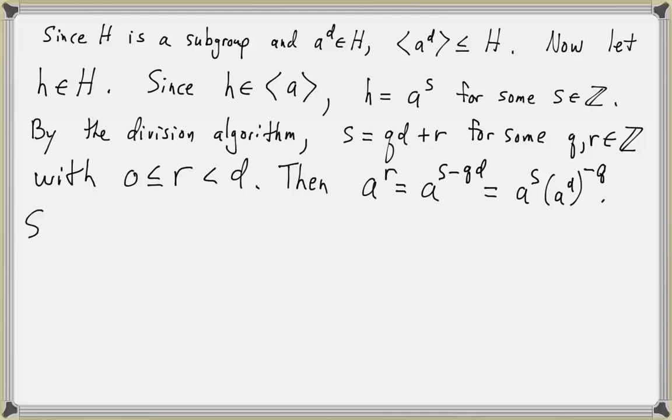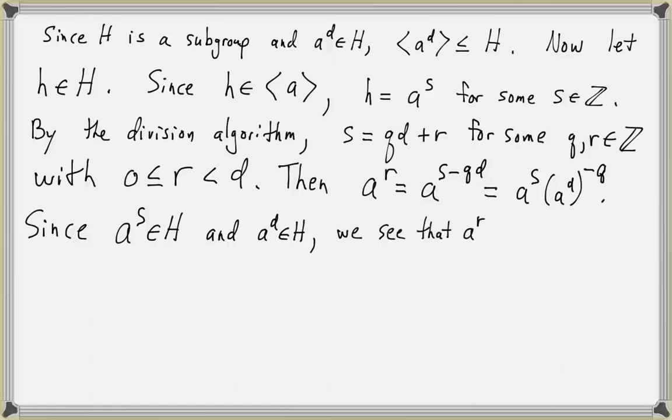Now, notice that A to the power S is an H. And we know that A to the D is an H. So the product of A to the S with A to the D to the power minus Q must be an H as well. And that equals A to the R. So we see that A to the R is an H as well.